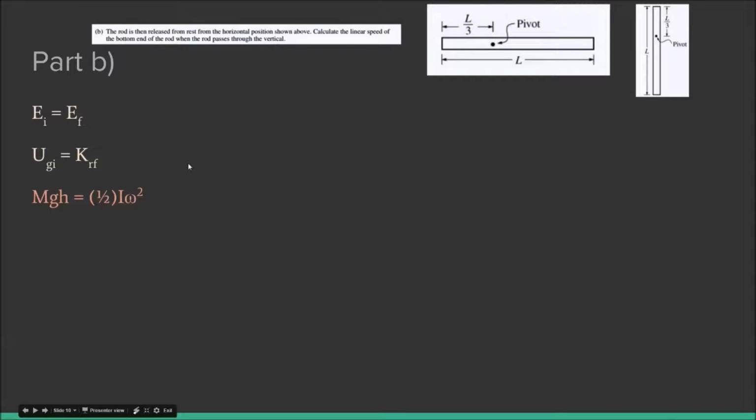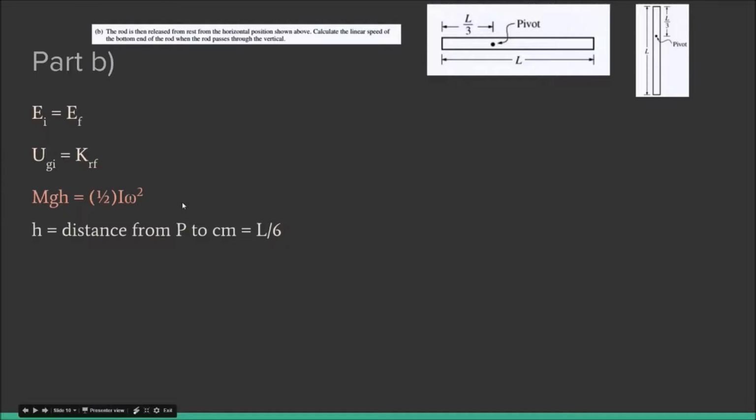So we're going to make the statement that the energy initial of this rod right here before it's released is equal to the final energy when we're analyzing the rod in its upright position. So we can also make the statement that the total gravitational potential energy at this position is equal to the total kinetic rotational energy at this position. And we know the formula for gravitational potential energy is mgh, and we know that the formula for rotational kinetic energy is 1/2 inertia omega squared.